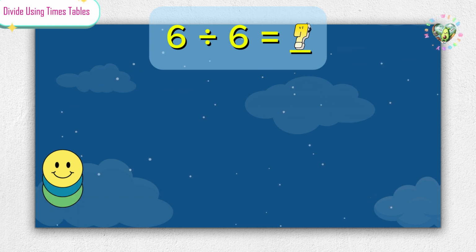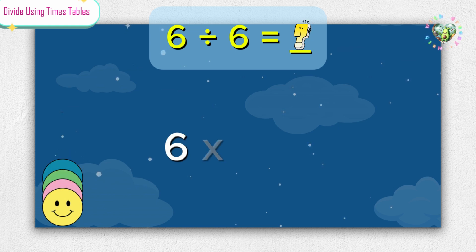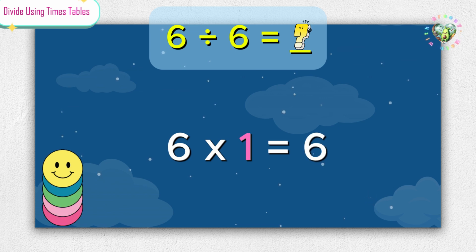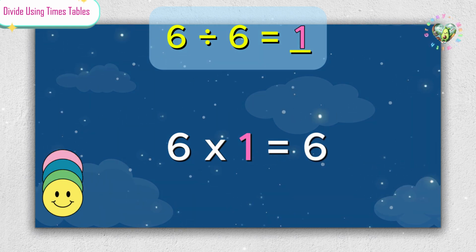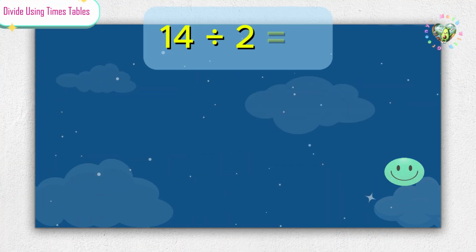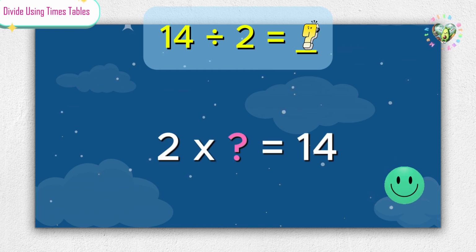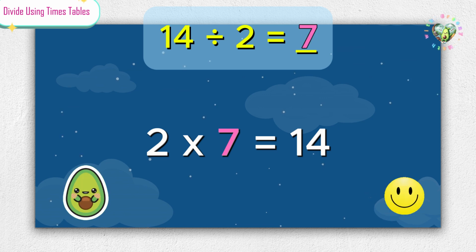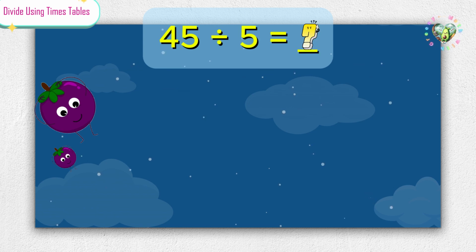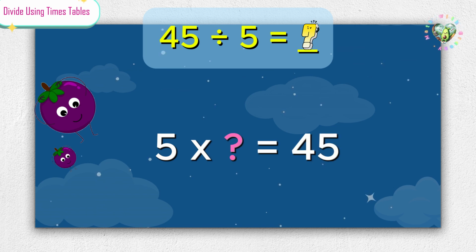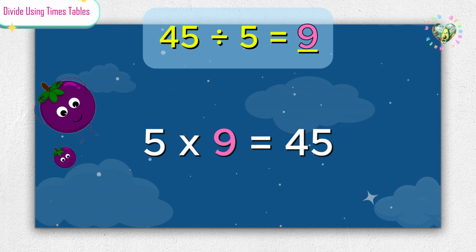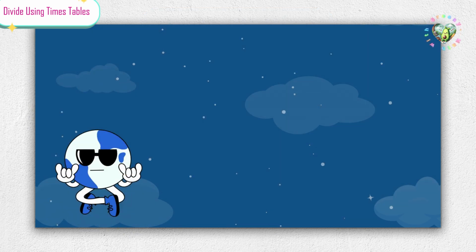6 divided by 6. One. 14 divided by 2. Seven. 45 divided by 5. Nine. Well, Greenie, you got every question right.